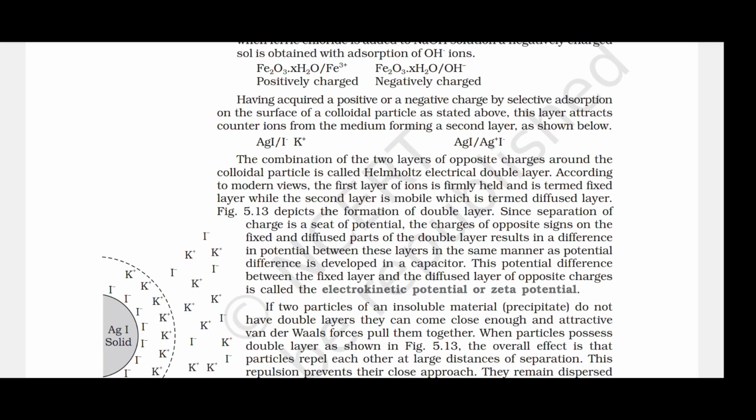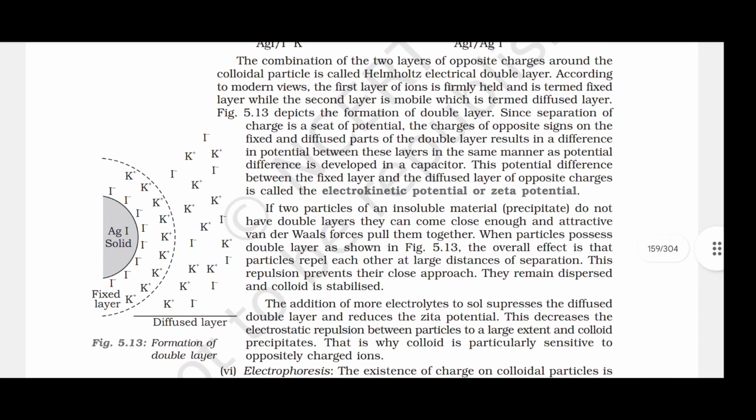Since separation of charge is a source of potential, the charges of opposite signs on the fixed and diffuse parts of the double layer result in a difference in potential between these layers, in the same manner as potential difference is developed in a capacitor. This potential difference between the fixed layer and the diffuse layer of opposite charges is called electrokinetic potential or zeta potential.